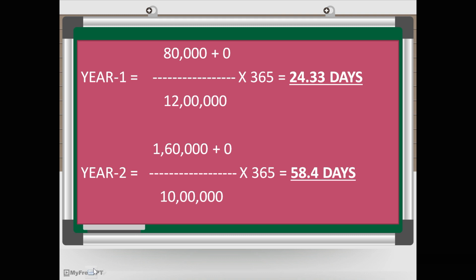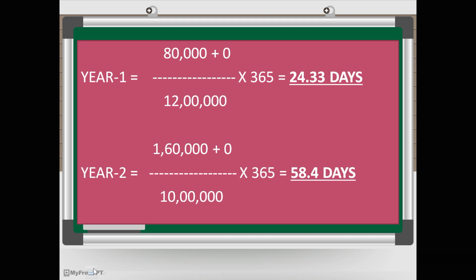Within 25 days, you are getting back your collection from the customers. And see, in the second year, that time period is more than doubled. More than double, because if you take 25 days, double is 50 days. But the actual number of days is 58.4, nearly 59 days. 59 days means what? 2 months. Your money comes back after 2 months.